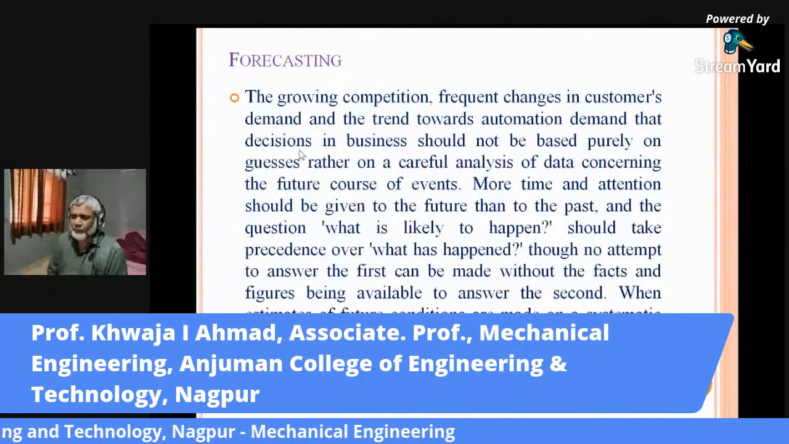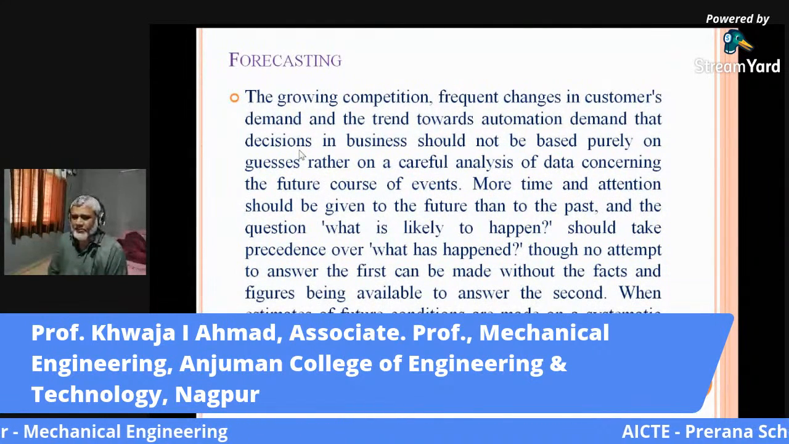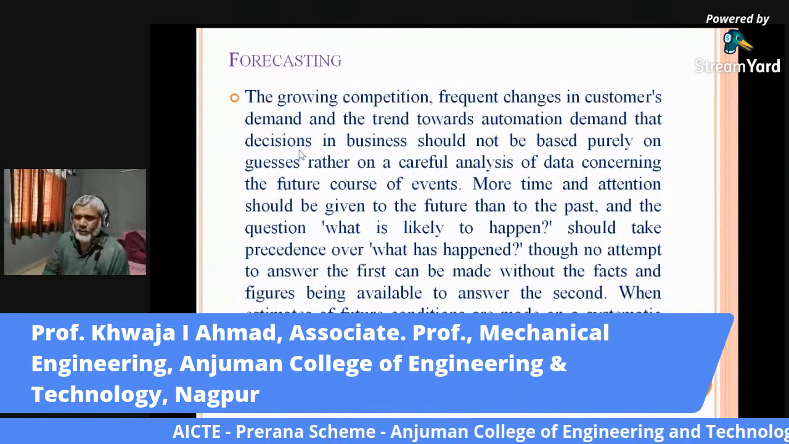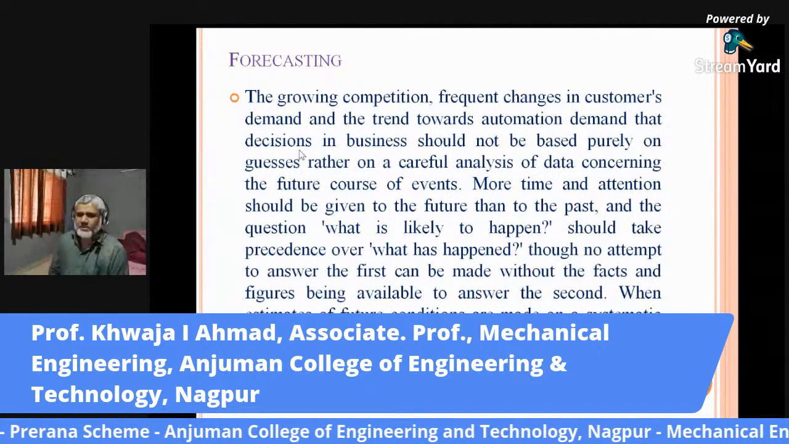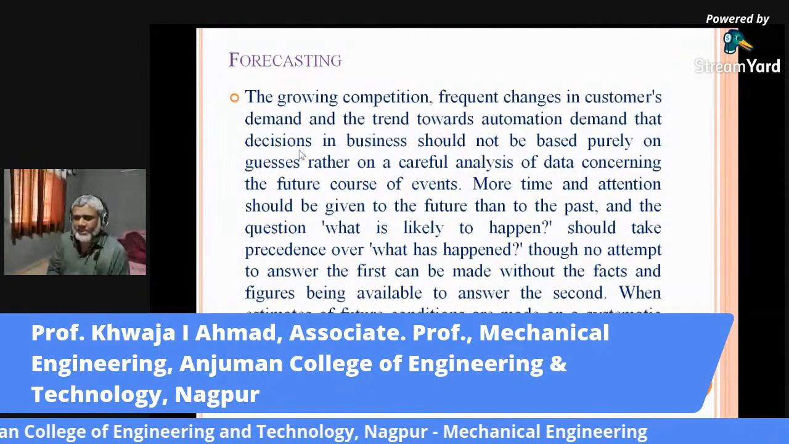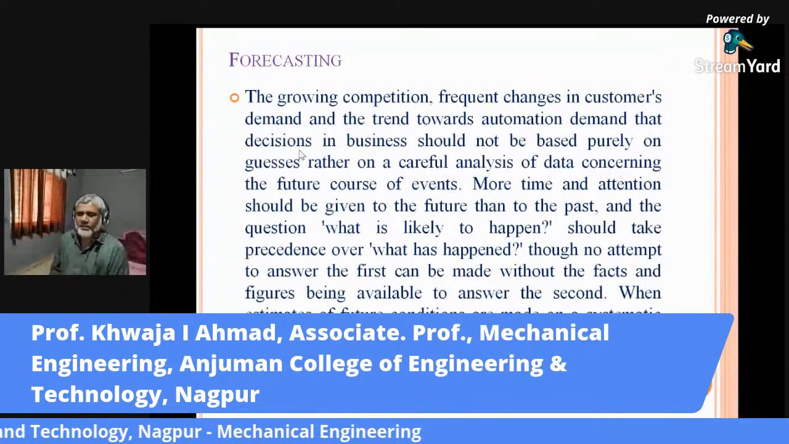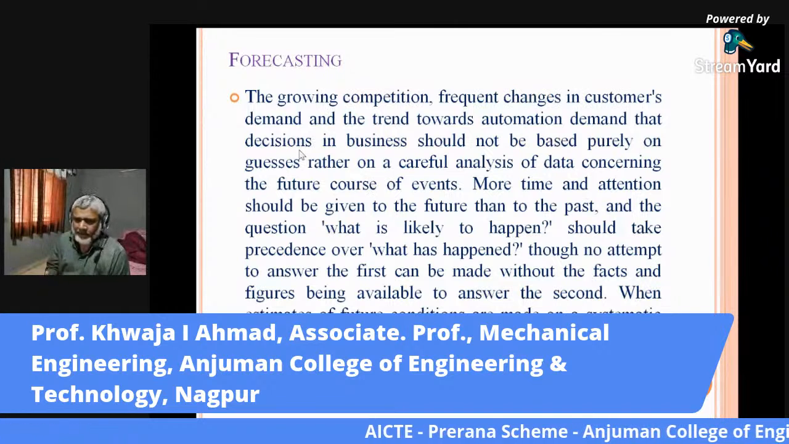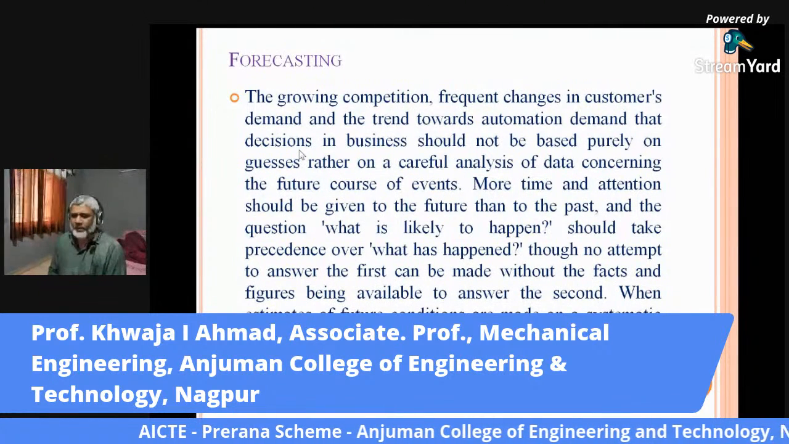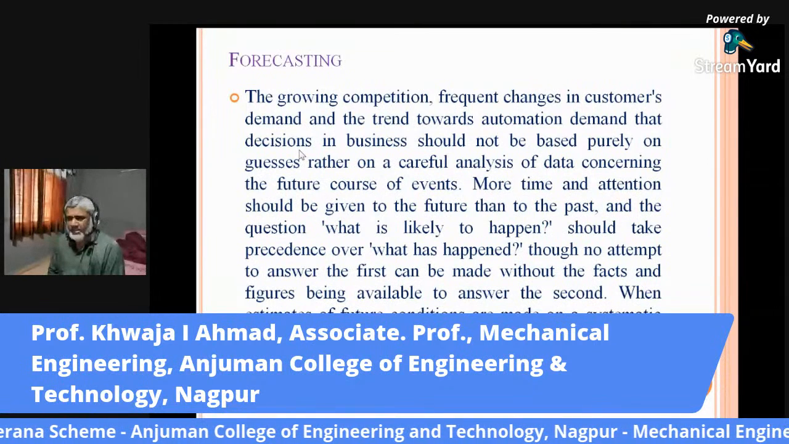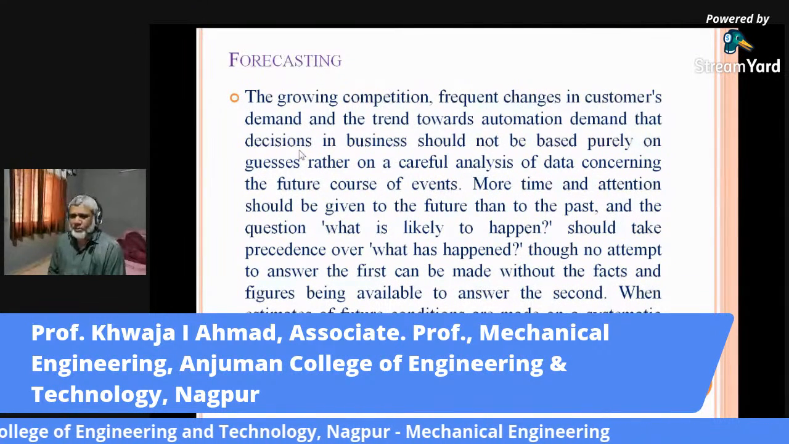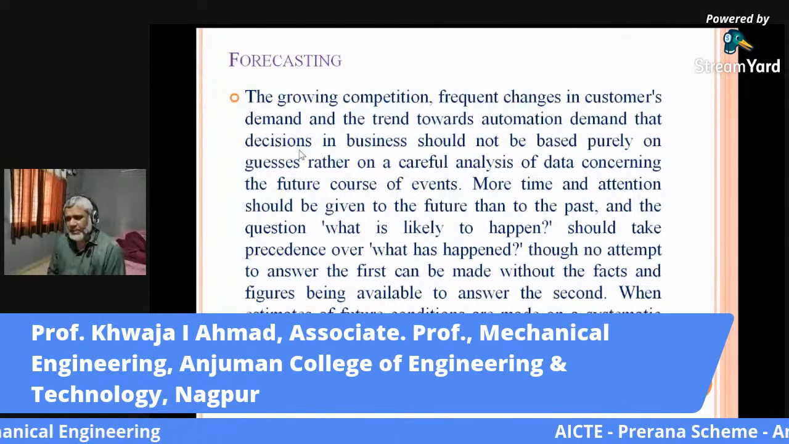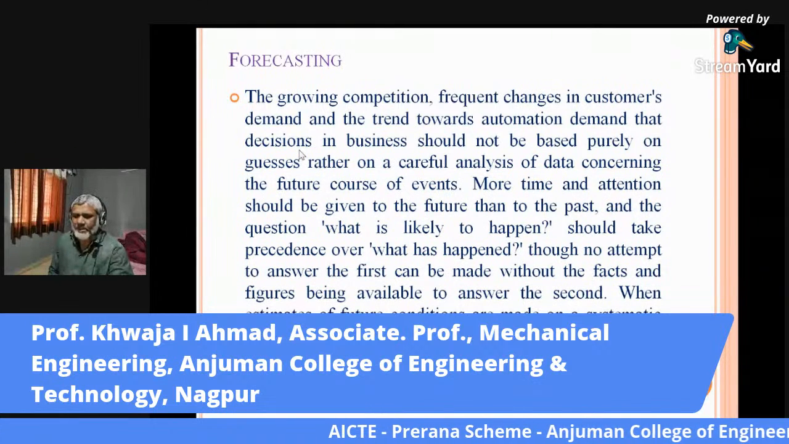When estimates of future conditions are made on a systematic basis, that process is known as forecasting. Estimating the future condition on a systematic basis is forecasting, and that is totally different from prediction. Prediction does not have any systematic basis for estimating the future conditions. The process of systematic estimates of future condition is called forecasting, and the figure or statement thus obtained is defined as the forecast.